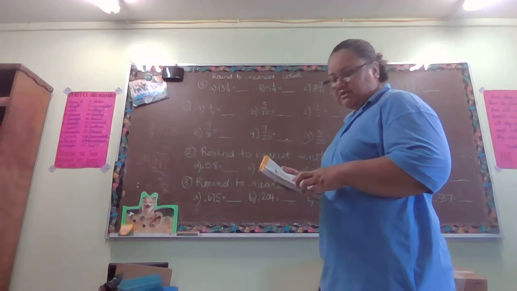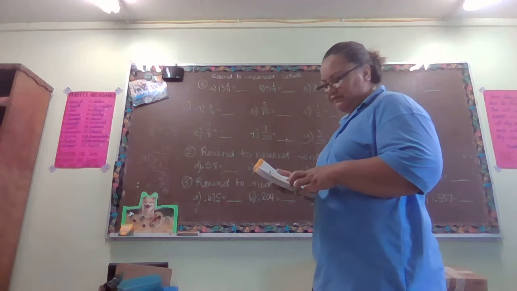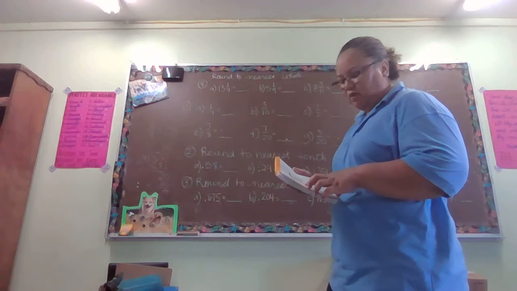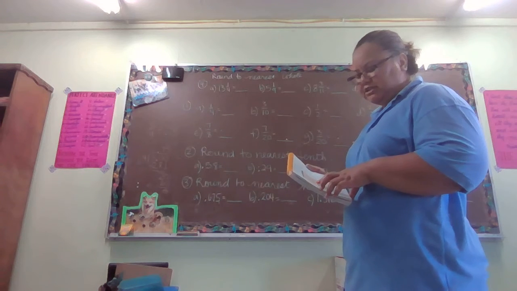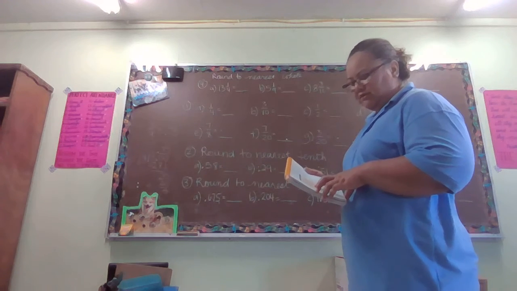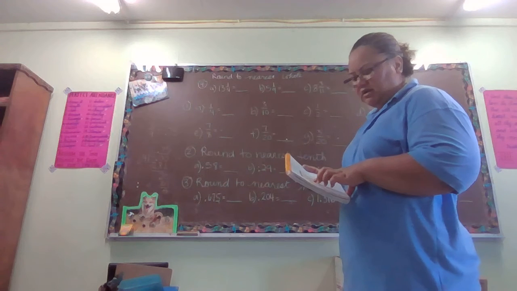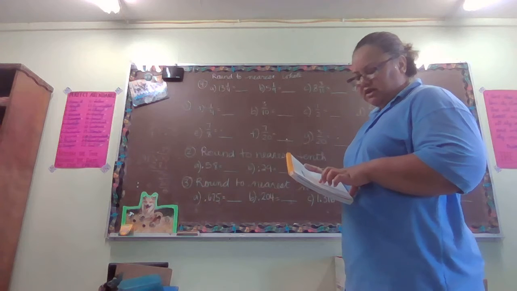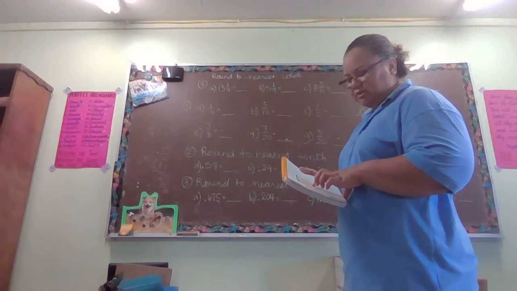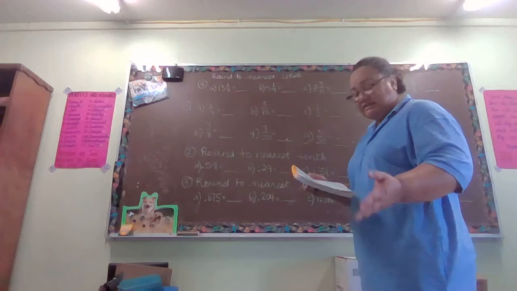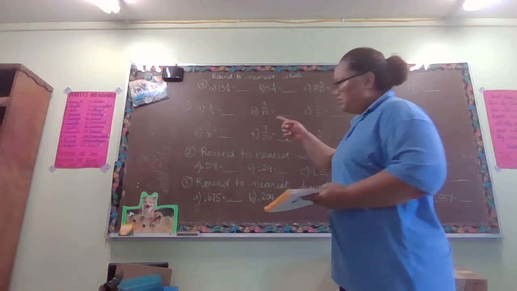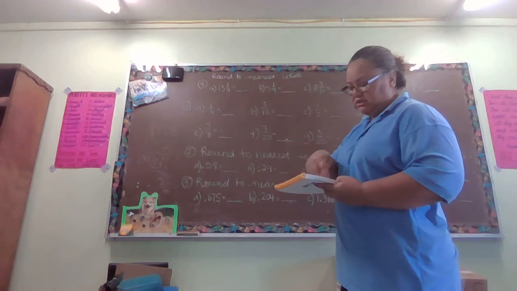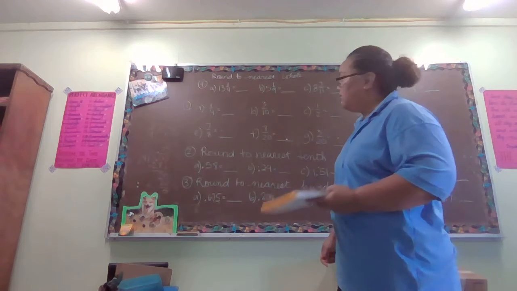Now, in your book, there is a chart there, and it just gives you the fraction decimal equivalents that are used mostly. 1/2 is 0.5, 1/4 is 0.25, 3/4 is 0.75, 1/5 is 0.2, 2/5 is 0.4, 3/5 is 0.6, 4/5 is 0.8, then 1/8 is 0.125, 3/8 is 0.375, 5/8 is 0.625, 7/8 is 0.875. So if you have your book, you should have it.